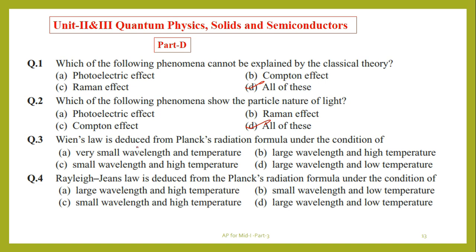Wien's law is deduced from Planck's radiation formula under the condition of a very small wavelength and temperature. This is related to black body radiations. Rayleigh-Jeans law is deduced from Planck's radiation formula under the condition of large wavelength and high temperature.